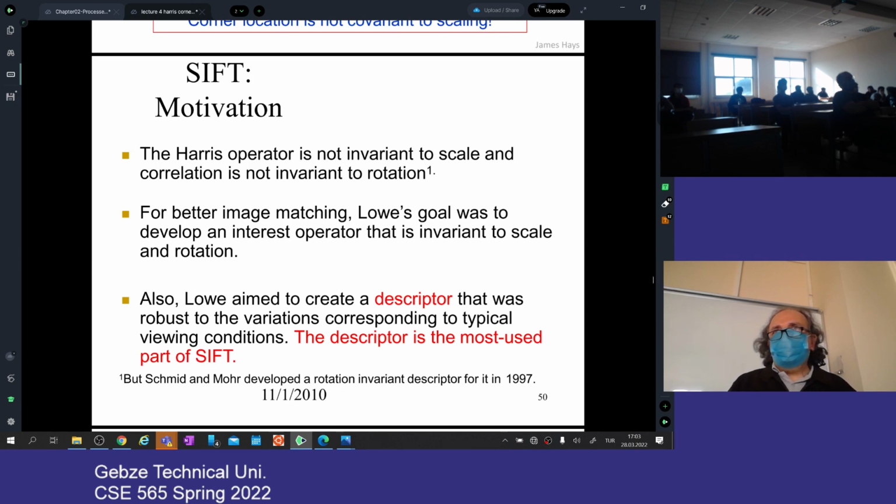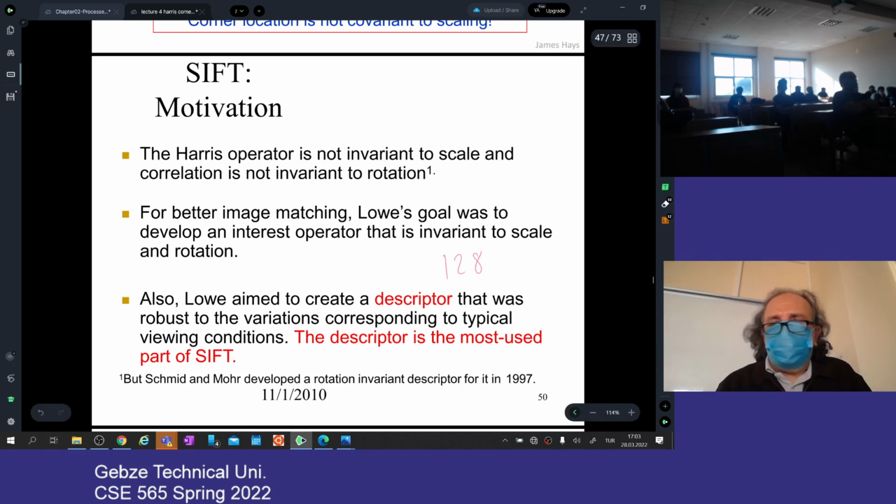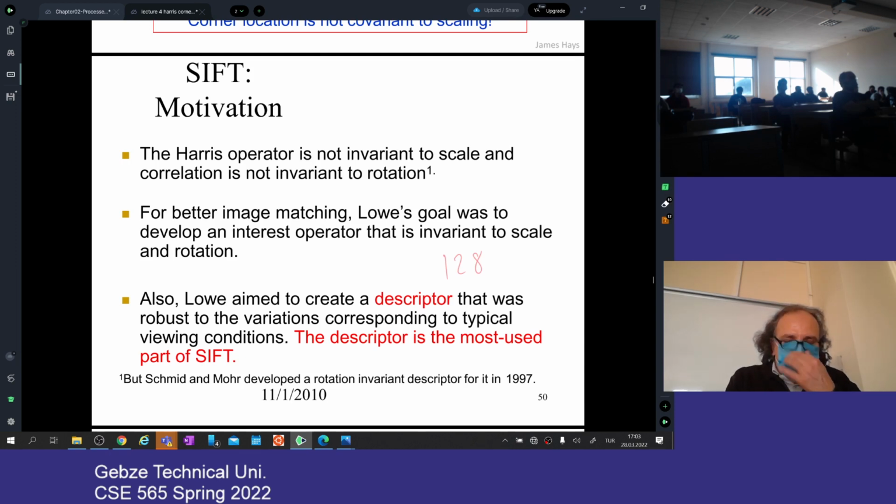That means that if I detect a SIFT point, sometimes I call it a SIFT corner point, I am going to produce a descriptor, like I said before, a 128 dimensional descriptor that will describe that point. You may use this descriptor to match between the images.